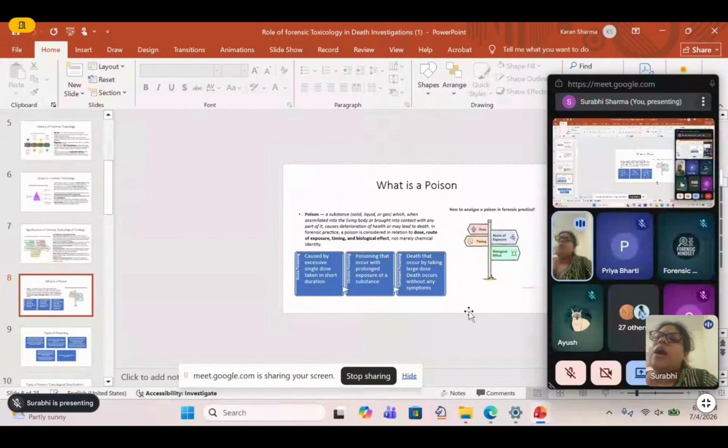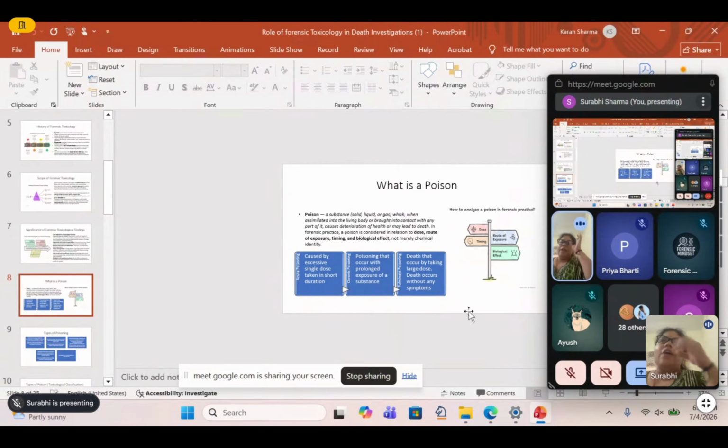Now coming to what is a poison. A poison is a substance which, when assimilated into the living body or brought into contact with any part of it, causes deterioration of health or may lead to death. I told you in very simple language, anything which causes harm to our body, which is there in excess in our body.